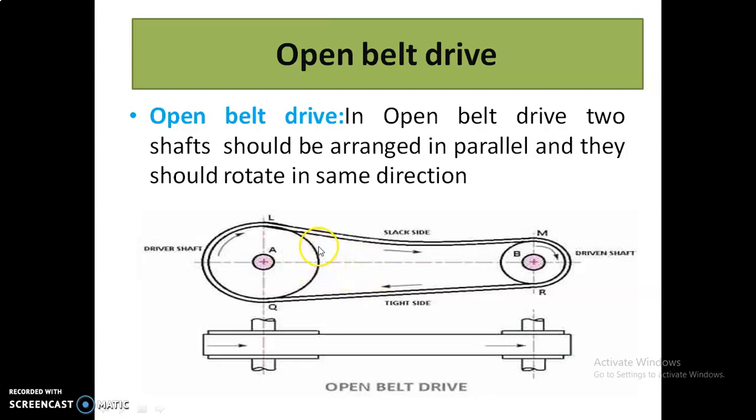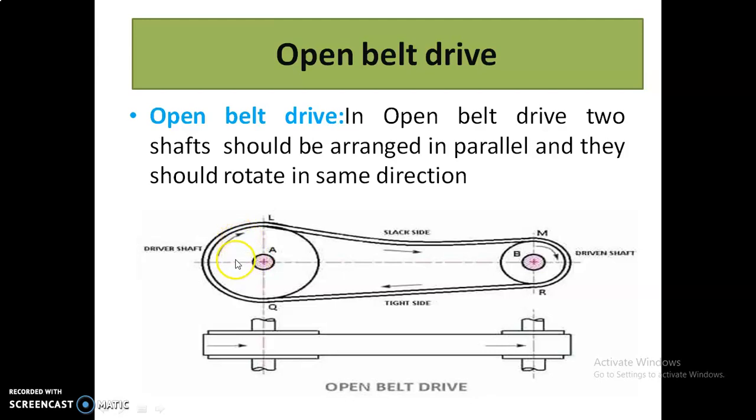Once again listen, what is open belt drive? In open belt drive, two shafts should be arranged in parallel and they should rotate in same direction. So these are the shafts, shaft 1 and shaft 2. So these two shafts are arranged in parallel. This shaft is parallel to this one and this one is parallel to this one. These two shafts are parallel to each other.